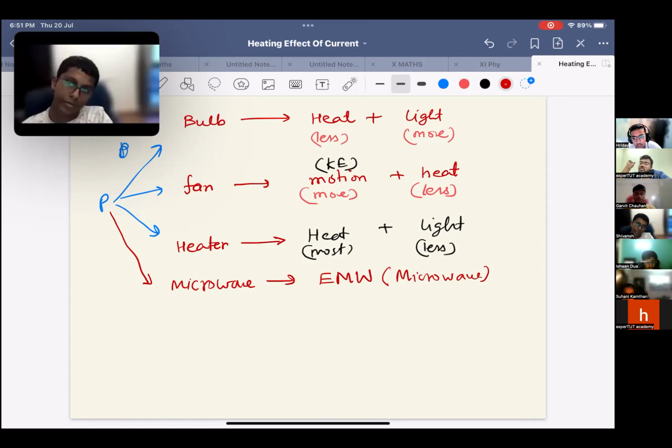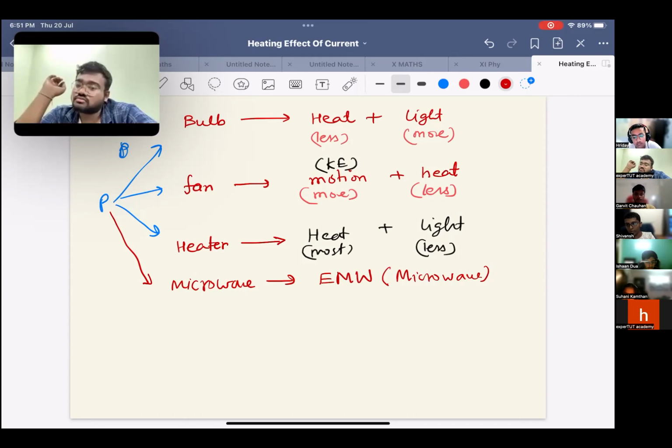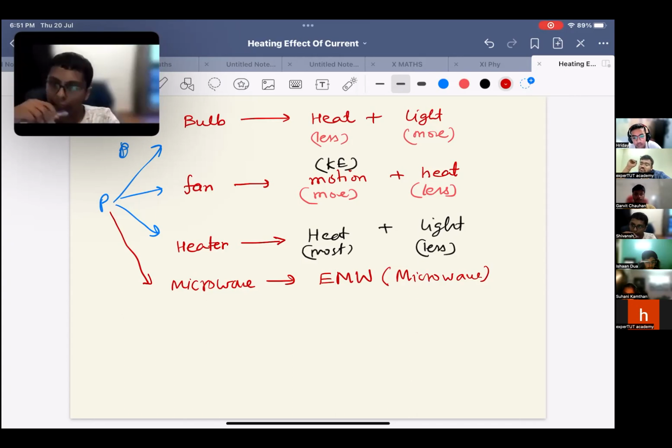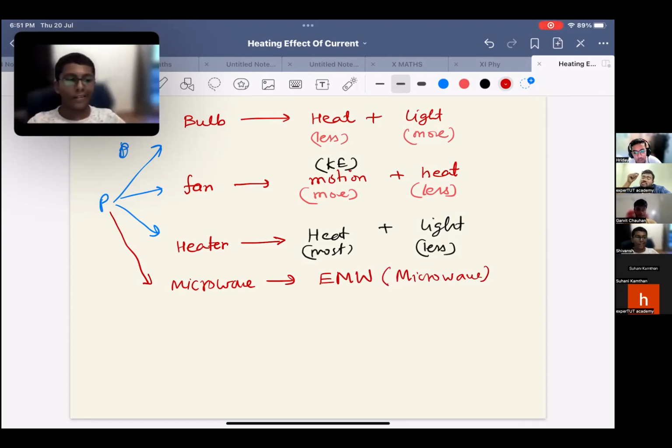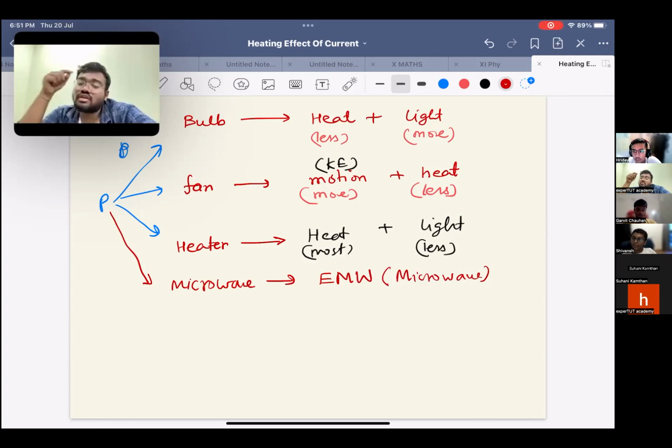Suppose you keep dry food in a microwave. It will not get heated up that much. Okay. But it will get heated up, right? Because of the moisture content. Everything has some moisture content, some water. But if you keep a thing so dry that it has negligible water content, it will not get heated up. Okay. Right.